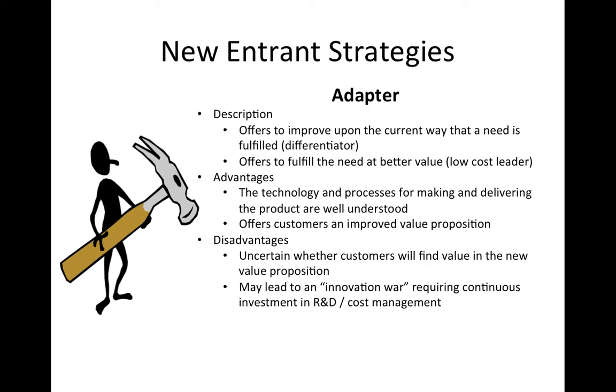I can either find an improved way to satisfy the need, and so I'm a differentiator. I offer different features or offer it in a different way. Or I can do it at better value as a low-cost leader. I found some cheaper way to do it, and therefore I can sell it more cheaply. And so you've taken what somebody else is already doing, and you've started with that and made your adjustments to that. Clear advantages to that over innovation.